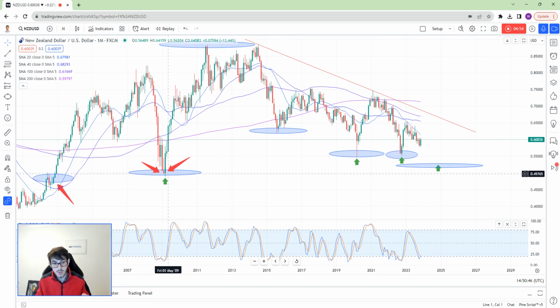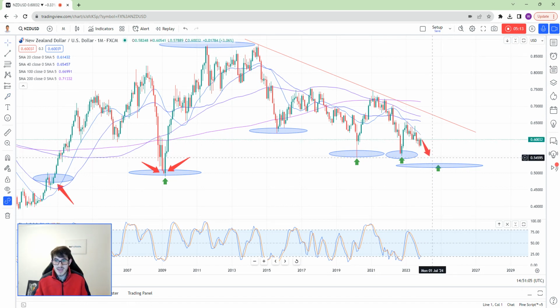before. So you know the 0.5 area is an area that is respected by traders as a long entry. And you know that because you saw that previously. So if it does turn out that you can get there, that would be ideal.